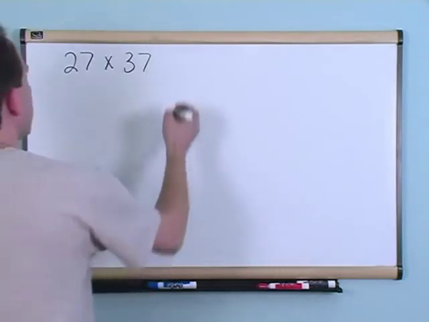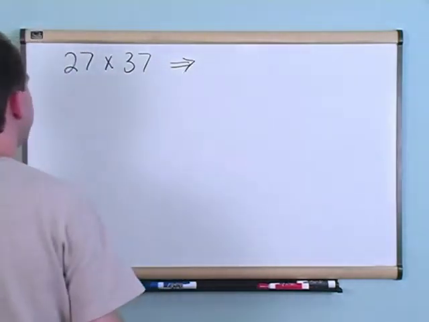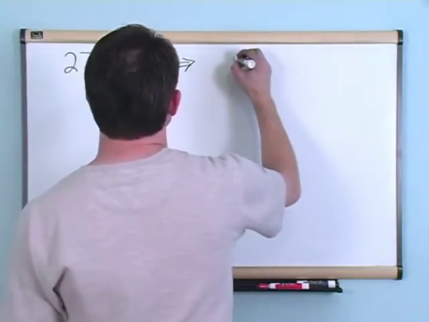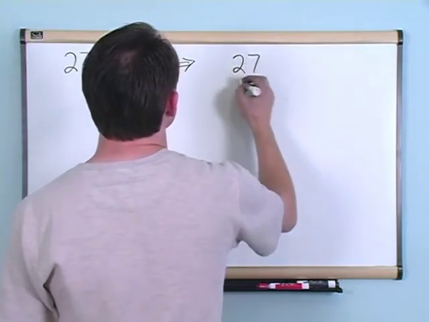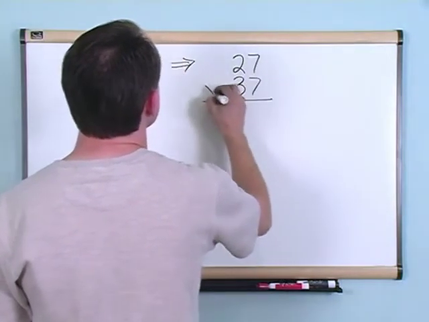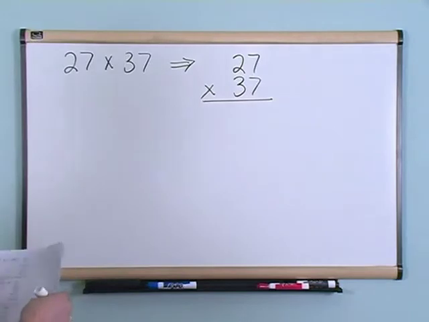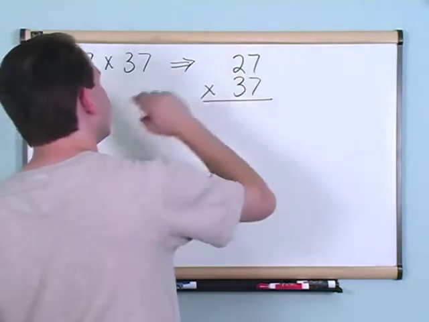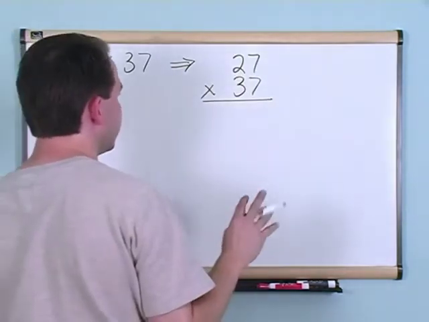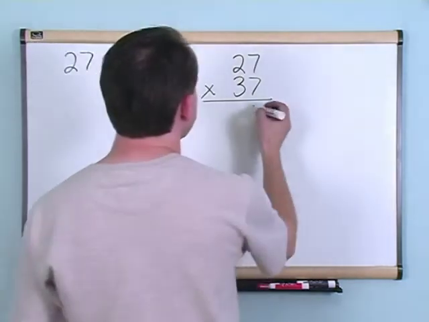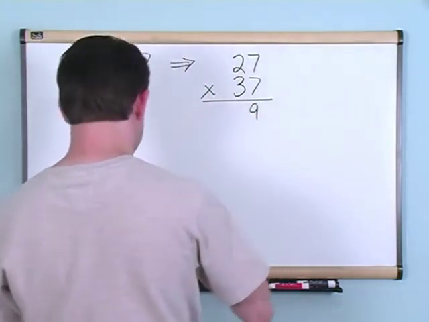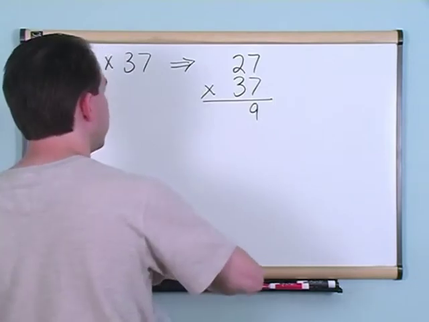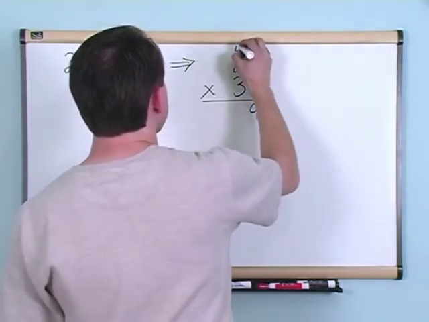Okay? 27 times 37. So you would have 27 on the top, 37 on the bottom. Okay? We're going to go ahead and do this multiplication. Okay? 7 times 7 from the previous section of the video on using your multiplication tables is going to give you 49. So I'm going to have 9, and I'm going to go ahead and write the 4 up here above the other column. Okay?